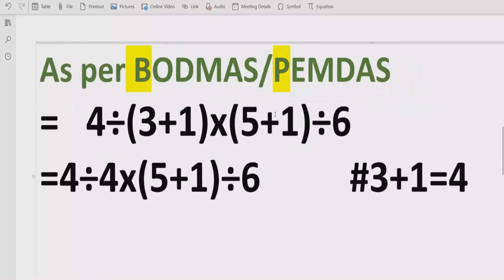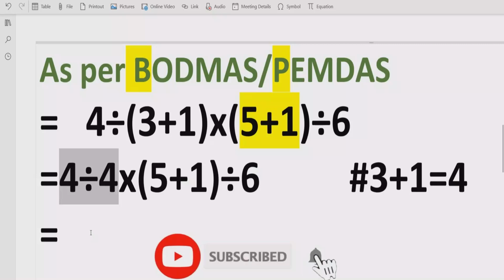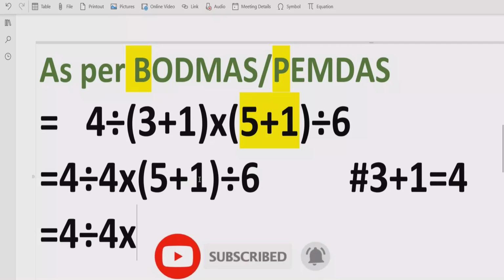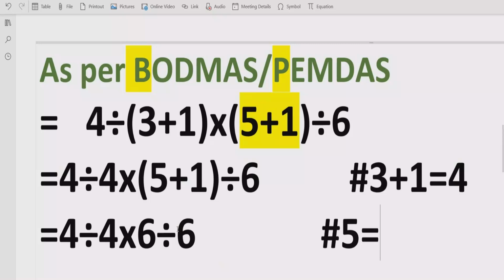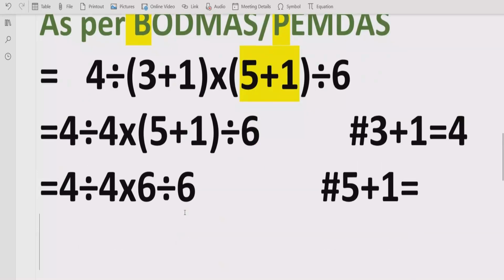Now move forward. Step number 1 we have solved. Now we have to go for step number 2, which is 5 plus 1. So we have to go left to right and find out which bracket is coming. So now we have 5 plus 1, which is equal to 6. And divided by 6, we will write here as it is. And here we have to give the reference 5 plus 1 equals to 6.